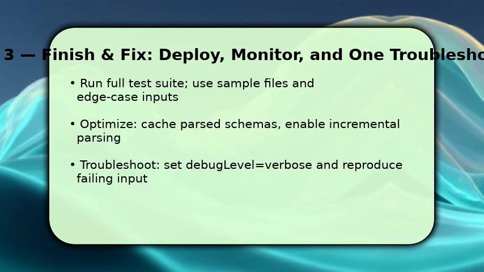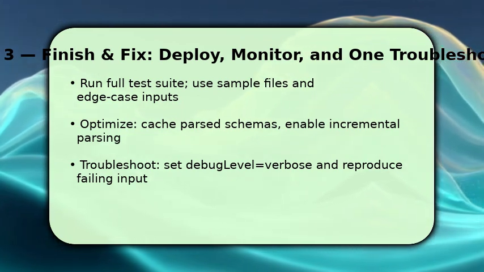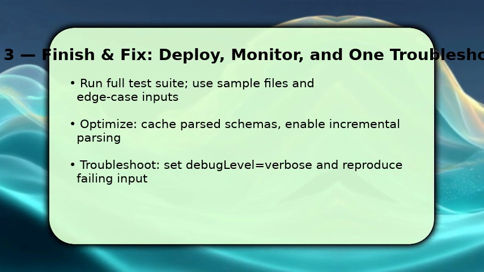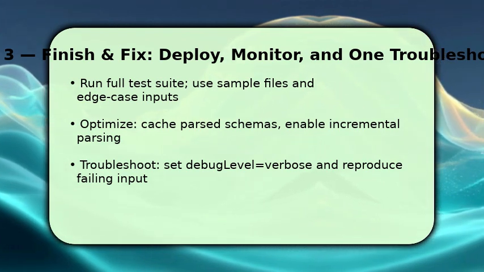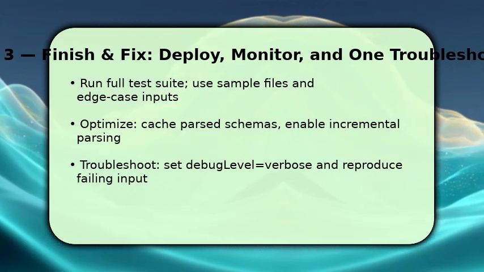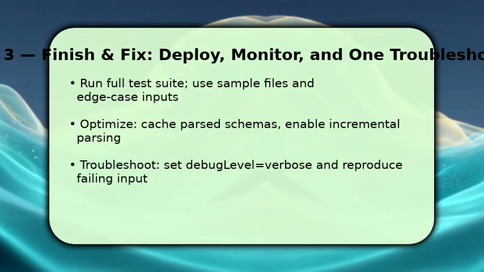If something goes wrong, reproduce the failing input and set debug level to verbose. Inspect onError callback logs for type mismatches and stack traces. That targeted reproduction plus verbose logs is the single most effective troubleshooting approach.